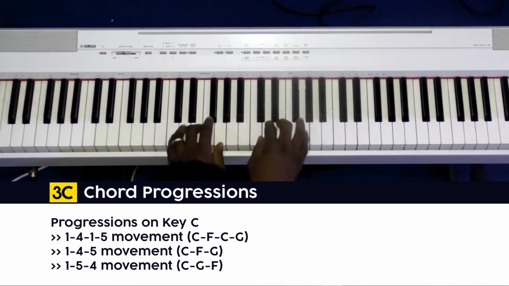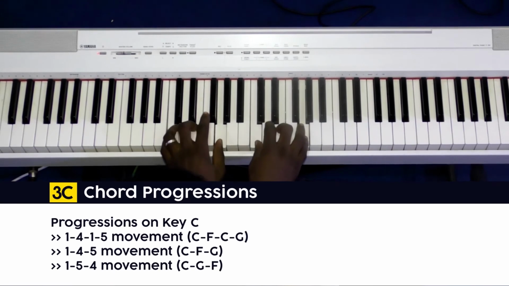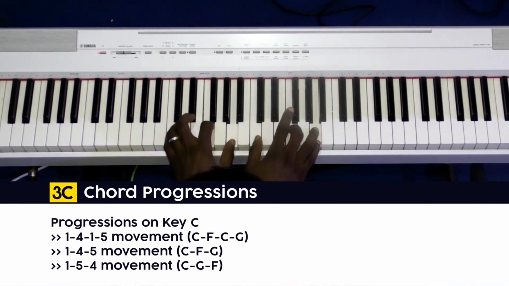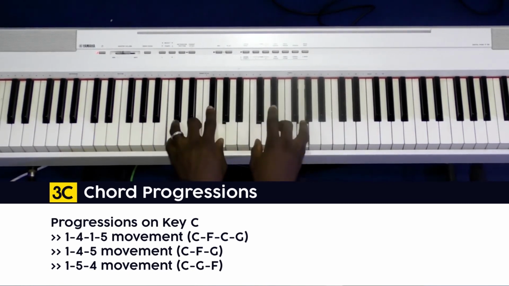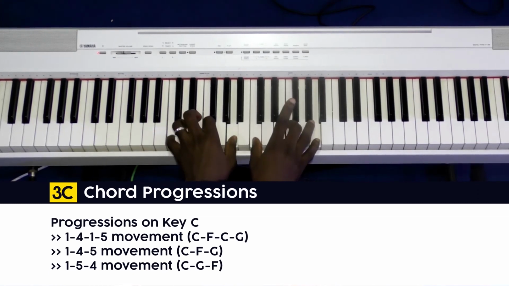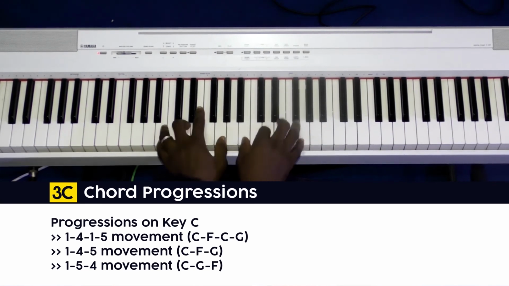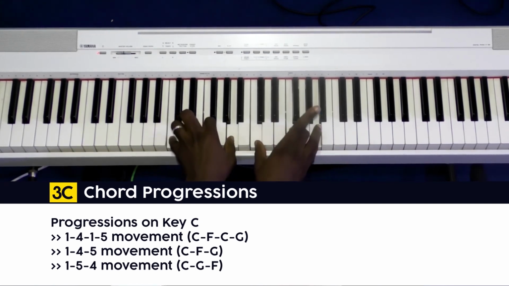So we've learned the 1, 4 movement back to 1. We've learned the 1, 5 movement back to 1. We've also learned 1, 4, and then 5. Then you can also interchange it. You can say 1, 5, then 4. It is another movement, so you can play root chord, 5th chord, which is your G major, first inversion. Then you go to your F major chord, second inversion.